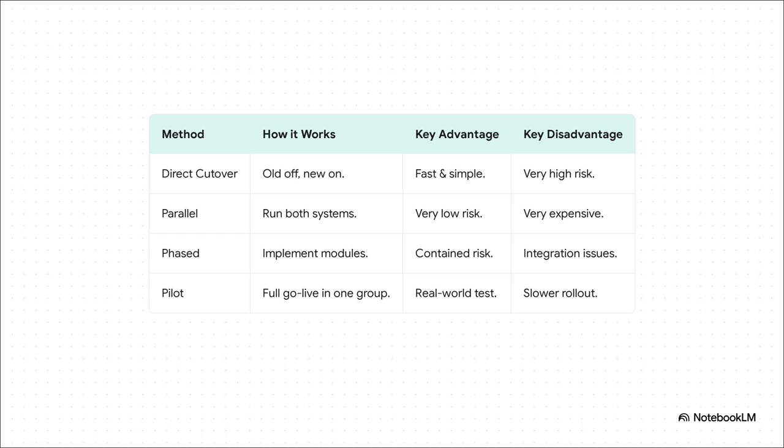It's fast, but super risky. Or you could do a parallel adoption, run the old and new systems at the same time. Really low risk, but really expensive. Then you've got phased or pilot adoptions, which are more gradual. The point is, there's always a balance between risk, cost, and speed.